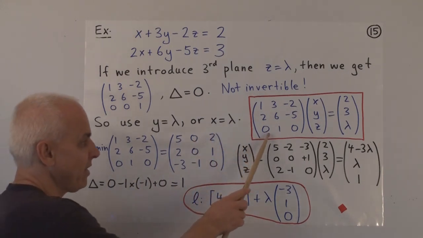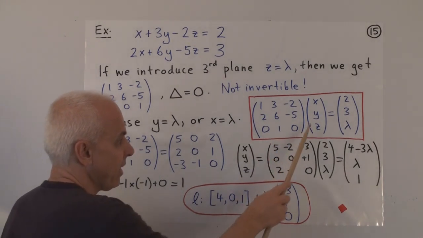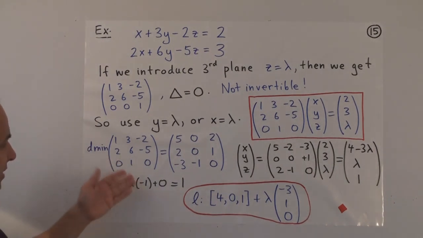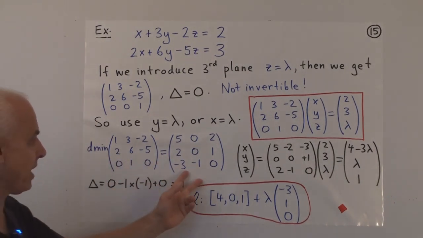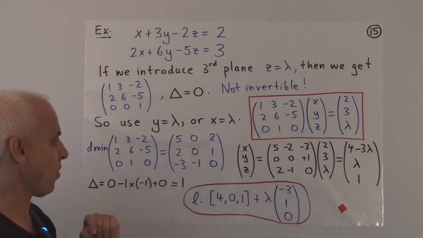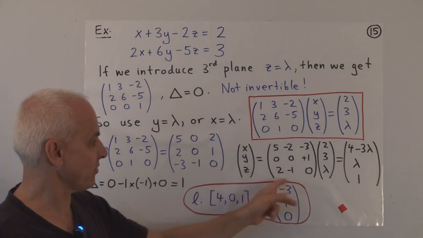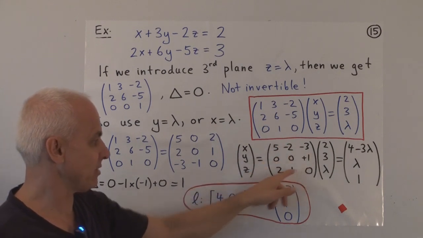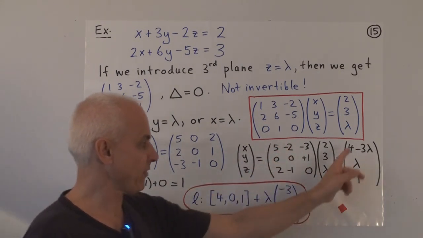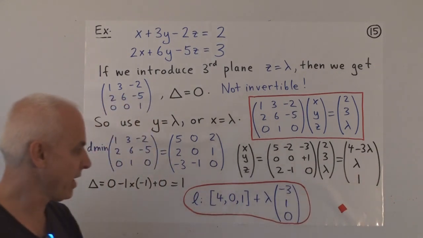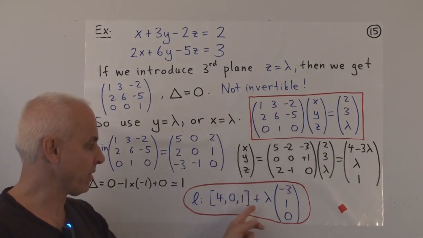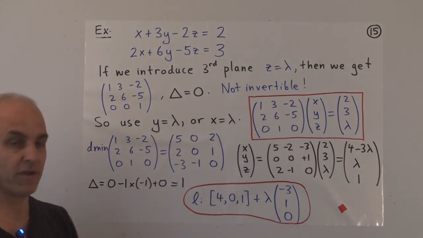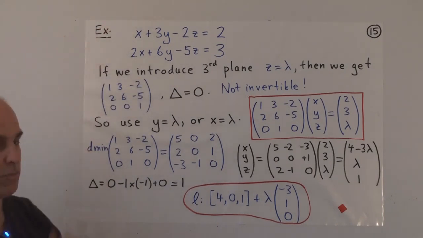Let's use y equals lambda. So then our third plane is y equals lambda, and the system looks like this. You can check, going through the same story, there's the determinant of that matrix. The determinant is 1. The inverse of our original matrix is right there. I've multiplied both sides by the inverse, obtained from this by taking a transpose and multiplying by minus 1s. Then we multiply through, we get 4 minus 3 lambda, lambda, 1. We separate that out: 4, 0, 1 plus lambda times minus 3, 1, 0. We do get a line, the line of intersection or the meet of those two planes.